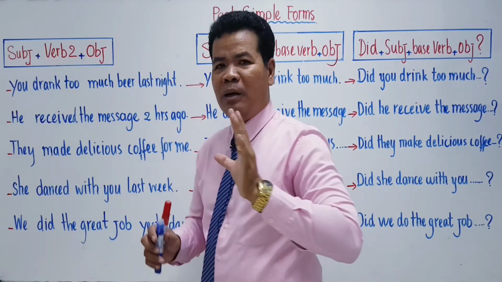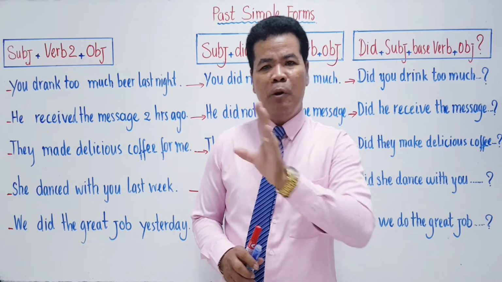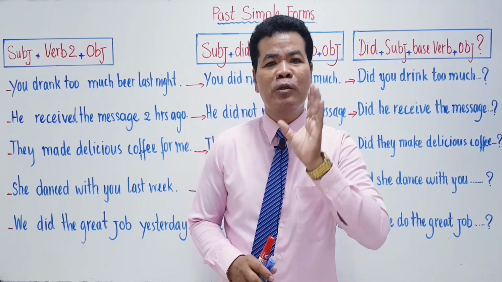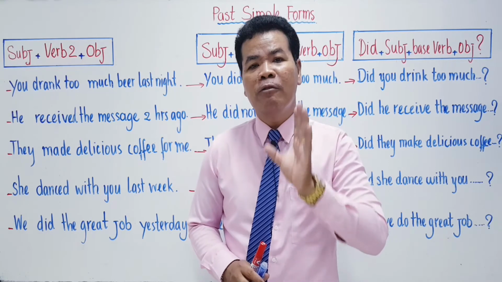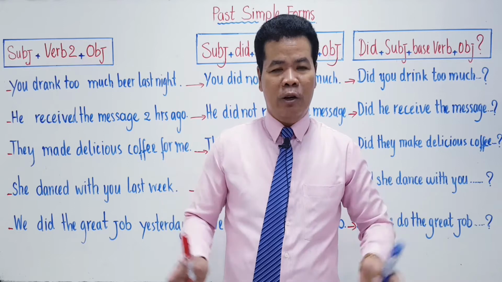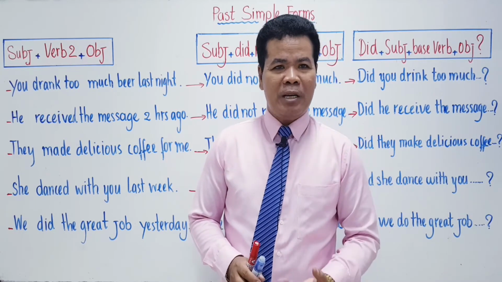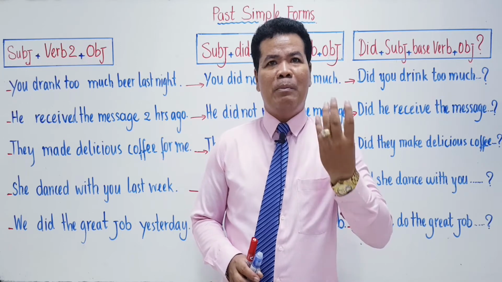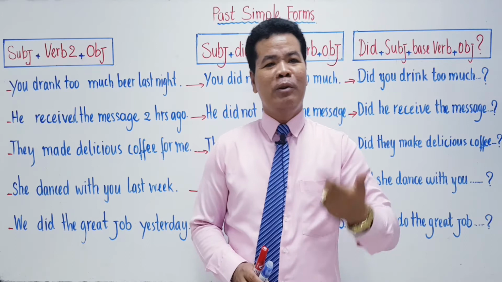We form a positive sentence of the past simple by using subject plus verb 2. Verb 2 means the past simple verb. So the past simple verb is the verb we use in the second column. Sometimes you call it verb 2, because it is in some grammar books. Some students just remember verb 1, verb 2, verb 3, okay?